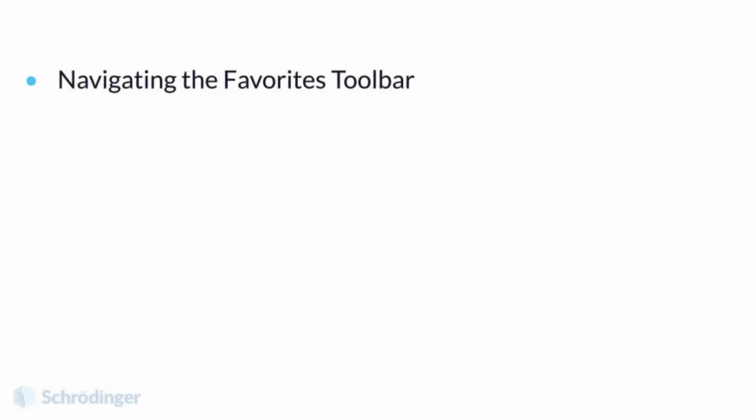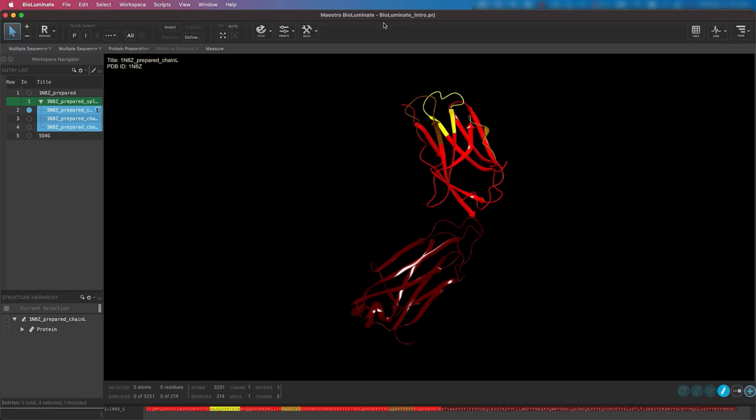In this video, we will go through how to navigate the Favorites toolbar and the Tasks menu. To get us ready for upcoming tasks, let's take a look at how to access various calculations in BioLuminate. Above the workspace, you can see what is called the Favorites toolbar.